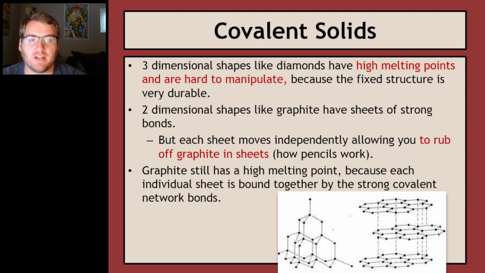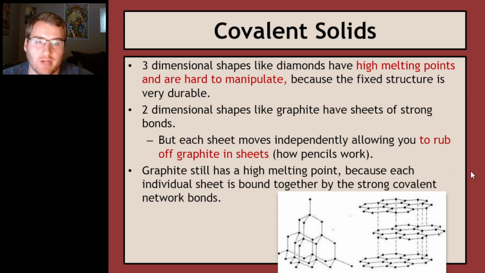Okay. 3-dimensional shapes like diamonds have high melting points and are very hard to manipulate because the fixed structure is very durable. These are held in place by covalent bonds, right? These are not dashed lines here. So this diamond structure on the left is very hard to break. You have to break full covalent bonds, which are, remember, stronger than intermolecular forces.